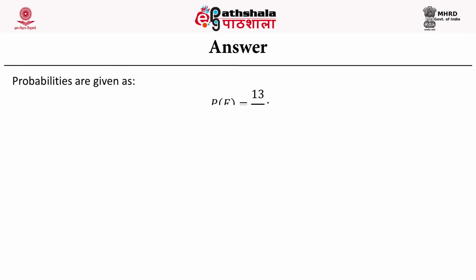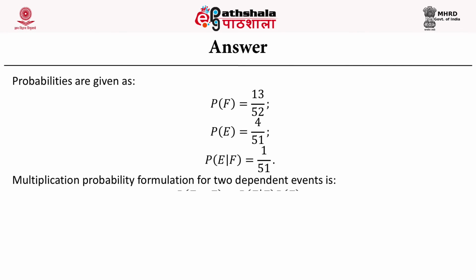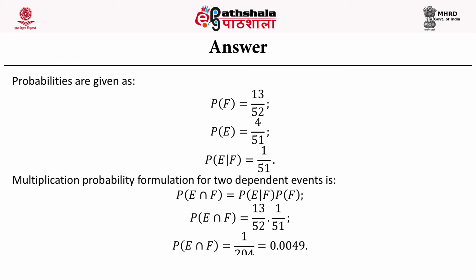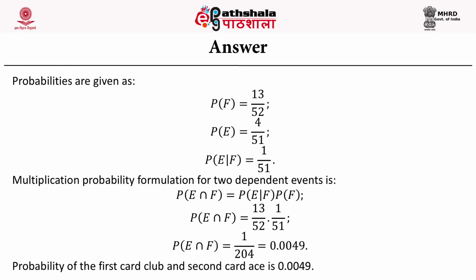The probabilities are given here as probability of F is equal to 13 by 52, probability of E is equal to 4 by 51, and probability of E given F is equal to 1 by 51. The multiplication probability formulation for two dependent events is probability of E intersection F is equal to probability of E given F into probability of F, and probability of E intersection F is equal to 13 by 52 into 1 by 51. So after solving this, the final answer comes out to be 0.0049. That means the probability of first card club and second card ace is 0.0049.